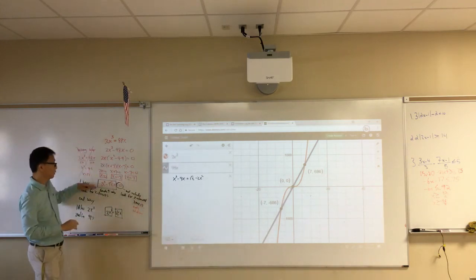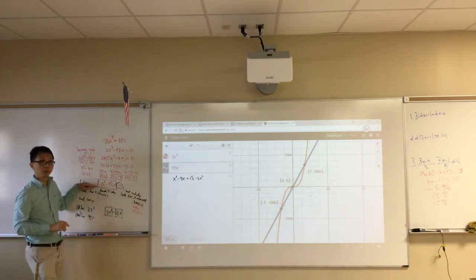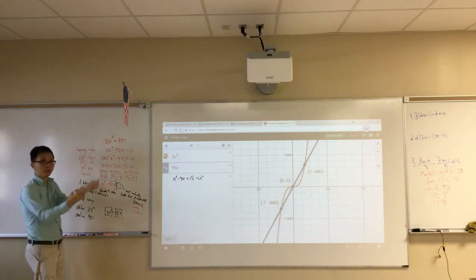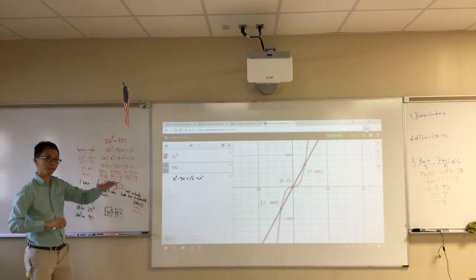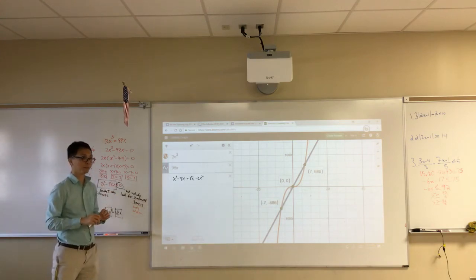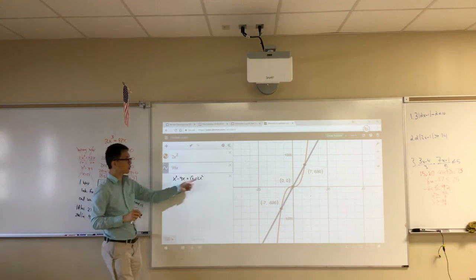But here's what I do. I prefer the first way. The first way is always the easier way. We just make sure everything is on the left-hand side, set it equal to 0, graph that, look for the x-intercepts, and you're done.